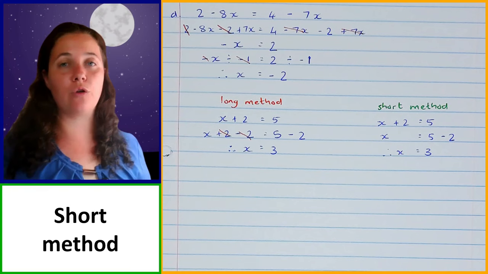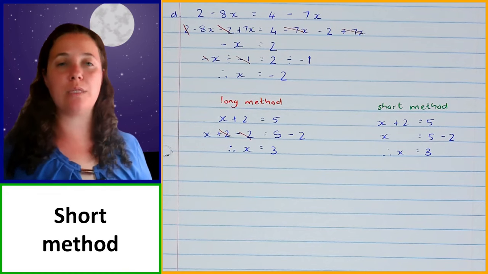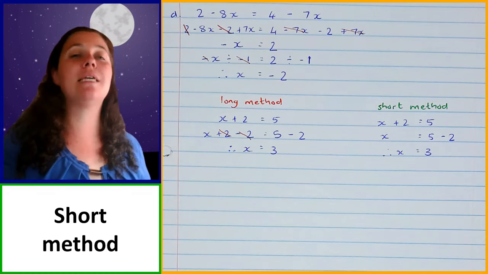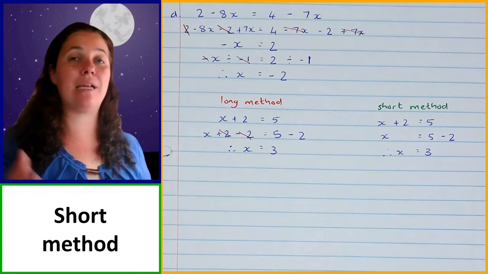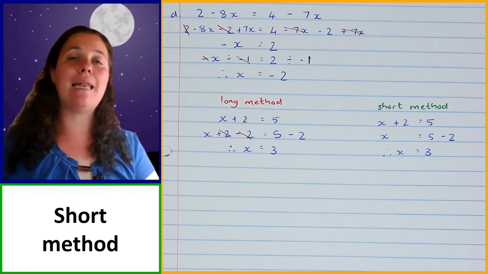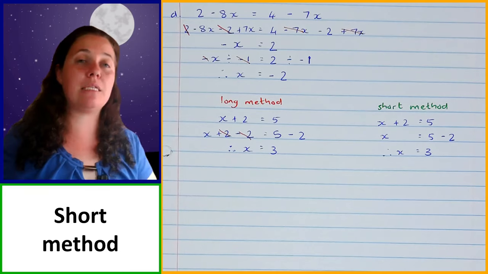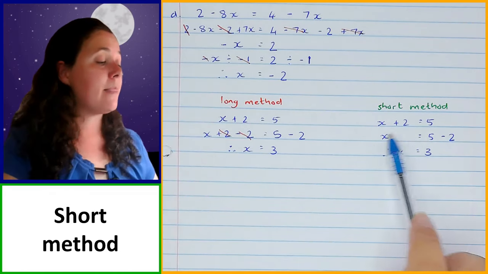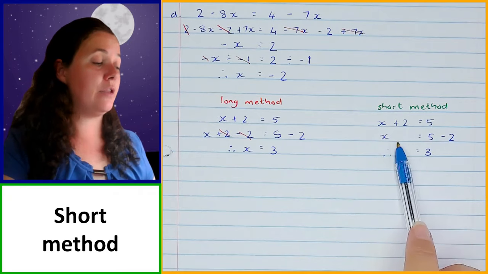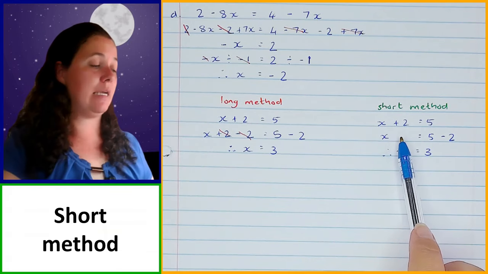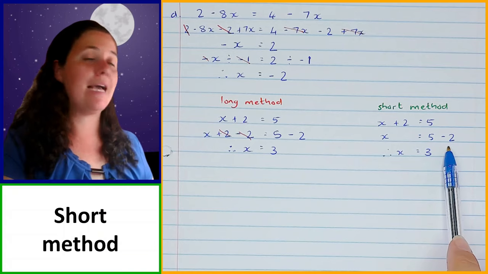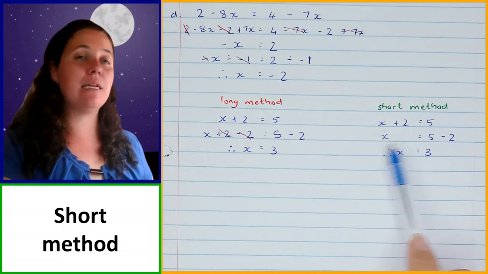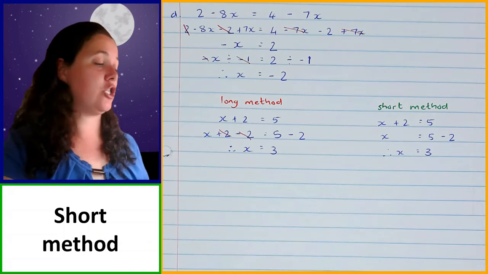We say we move it across the equal sign, we move the x's to one side and the numbers to the other side. That's not technically what's happening. What's technically happening is we're cancelling them out on the one side, and as we're cancelling them out on the other side, we have to balance it, so we have to do the same thing on both sides. Okay, but we can use the short method where we just think of it as moving it across and changing the sign, and then it just means that it's a lot quicker to write down and to actually do.